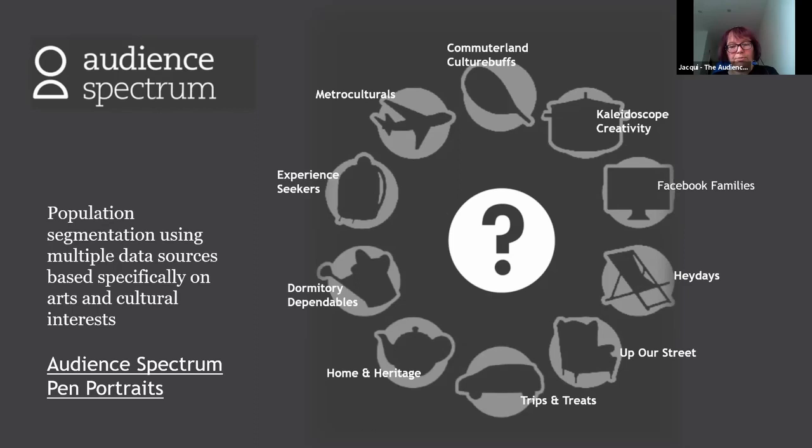So the pen portrait information, which I'll show you in a minute, is freely available online through our Audience Finder website or the Audience Agency website. It offers a huge amount of information about what sorts of activities each of the segments is drawn to, how to reach them, and the barriers that they might face, for example. And it's a full population segmentation, which breaks up the whole of the UK population into 10 segments.